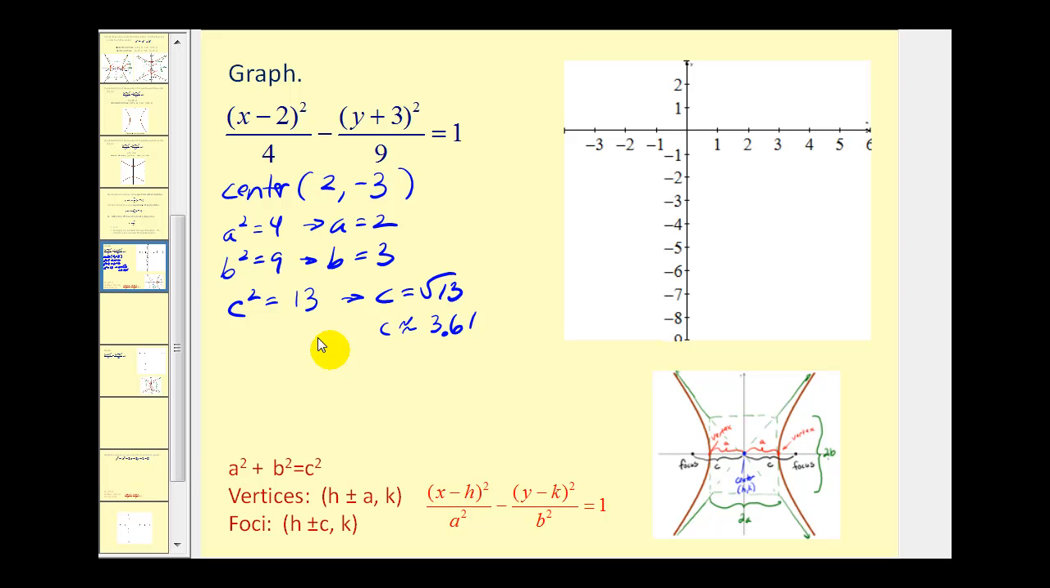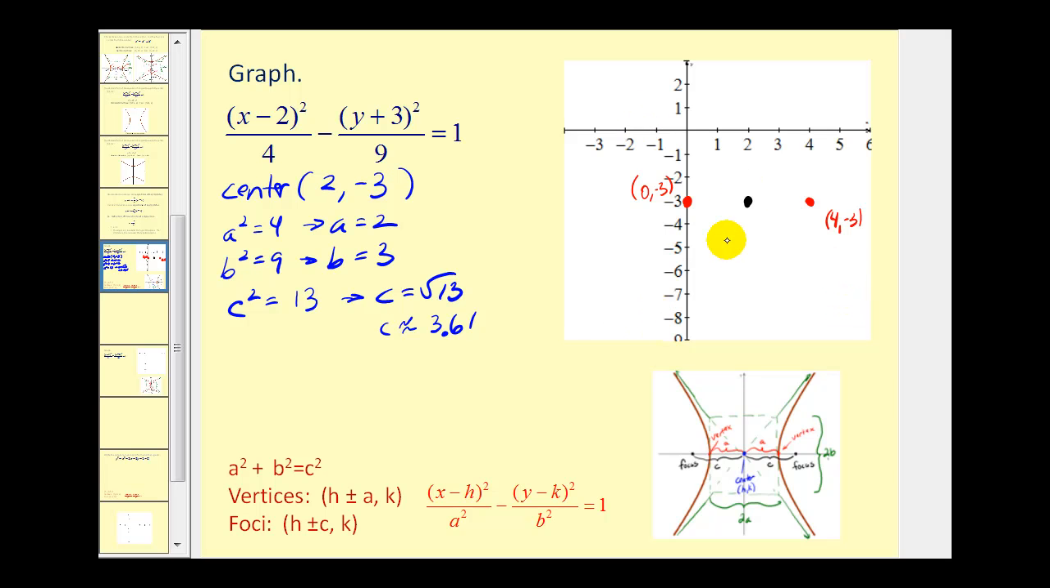Okay, so let's go ahead and start by plotting the center at 2, -3. Again, keeping in mind the hyperbola will open to the left and open to the right. The two vertices of the hyperbola will be a units to the right and a units to the left of the center. So since a is equal to 2, one vertex will be here at 4, -3, and the other one will be at 0, -3. Remember, these are 2 points on the hyperbola because we know it opens something like this and something like this.